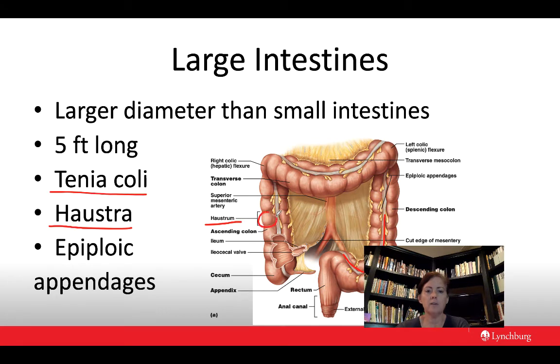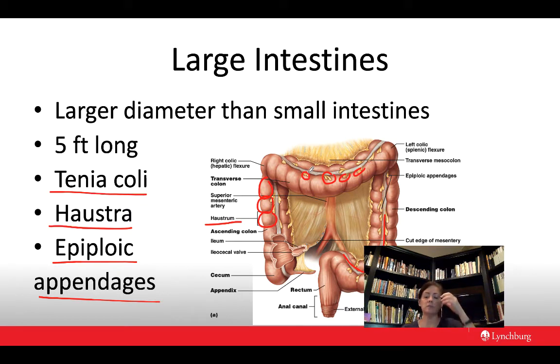So it kind of takes the large intestines and creates these balloons of large intestines inside them. And then we also have this other structure called epiploic appendages. If you look at this image here, you see all these little yellow, they basically look like little fat droplets hanging off of the large intestines. These are called epiploic appendages.